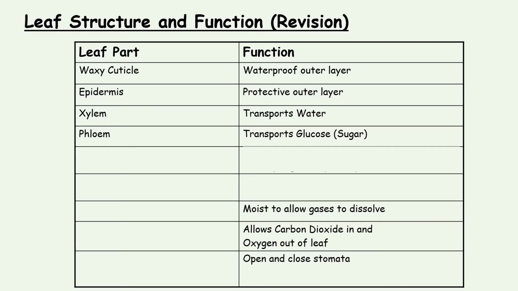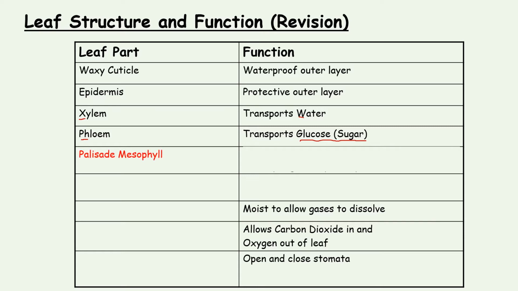Now remember xylem, because xylem begins with X and it's near W in the alphabet. Phloem starts with PH, so it sounds like F, so it sounds like food, which would be your glucose, and sugar for the plant.